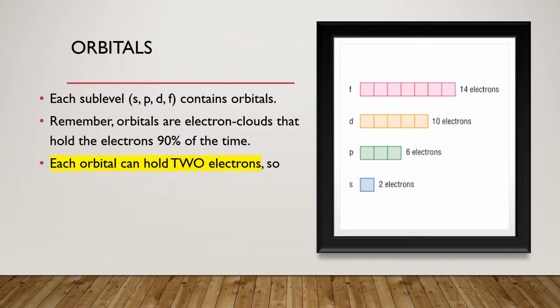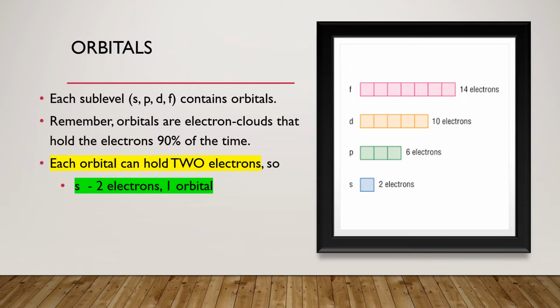This is so important, and I will ask you this question on tests and quizzes. I will ask you how many electrons can fit in an f orbital, and you're going to tell me 2. I'll say how many can fit in an s orbital. You're going to tell me 2. In any orbital, there can only be 2 electrons.